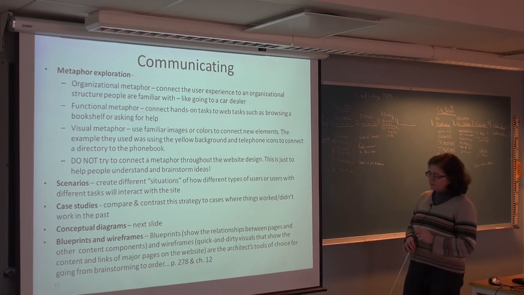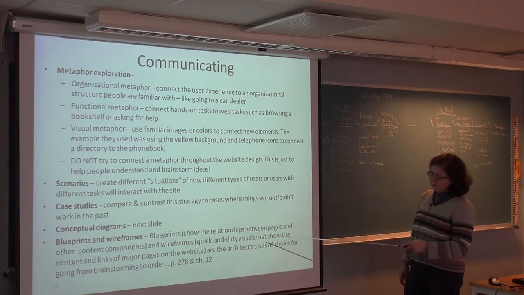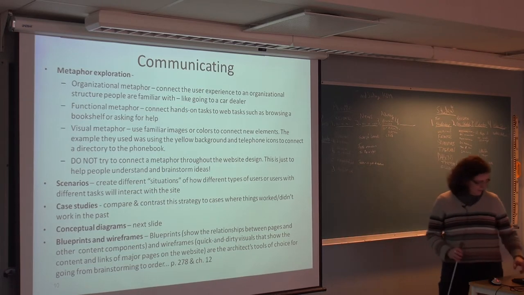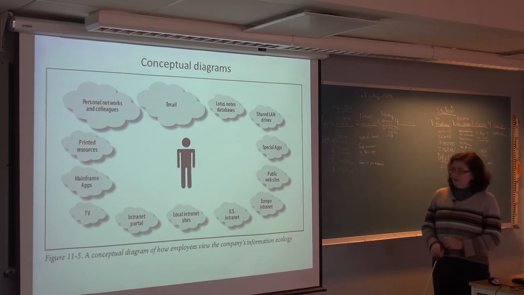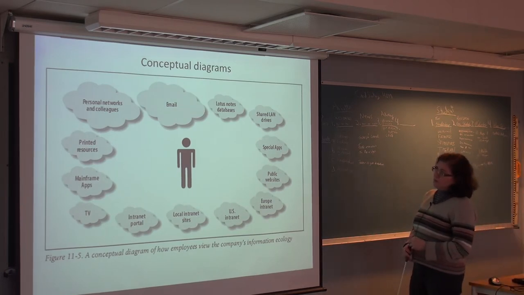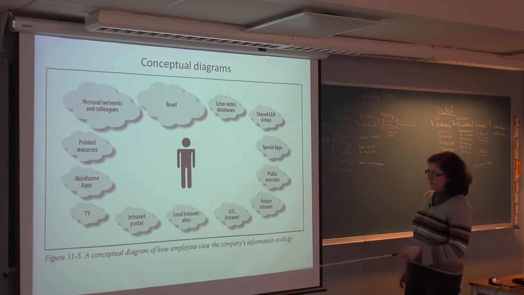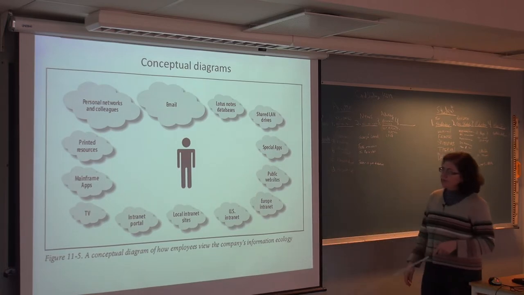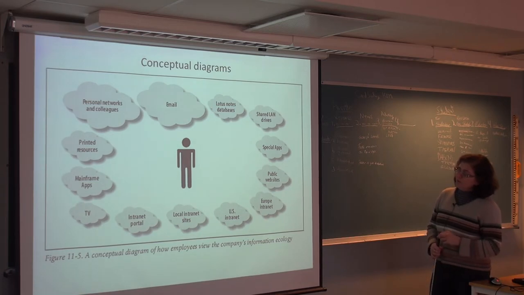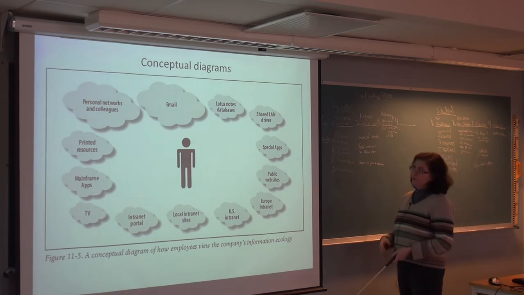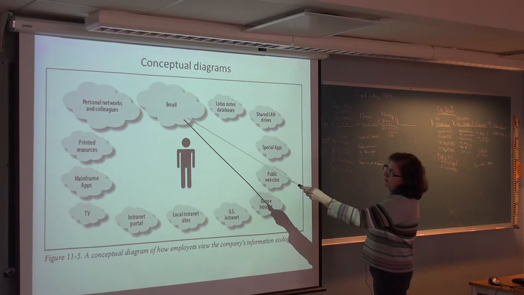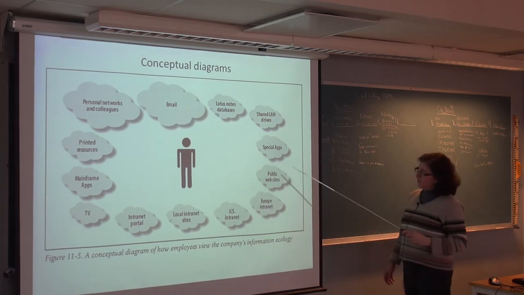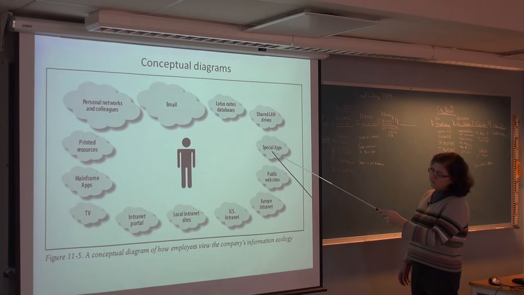And there's a lot of different approaches for creating blueprints and wireframes, which are talked about more in chapter 12 than in this chapter. This is a picture of a conceptual diagram, and it's showing how the employee views company information ecology. So this might show how an employee makes use of different types of information, and they use email the most, so that cloud is the biggest. And they use other things like special applications less, so those clouds are smaller.